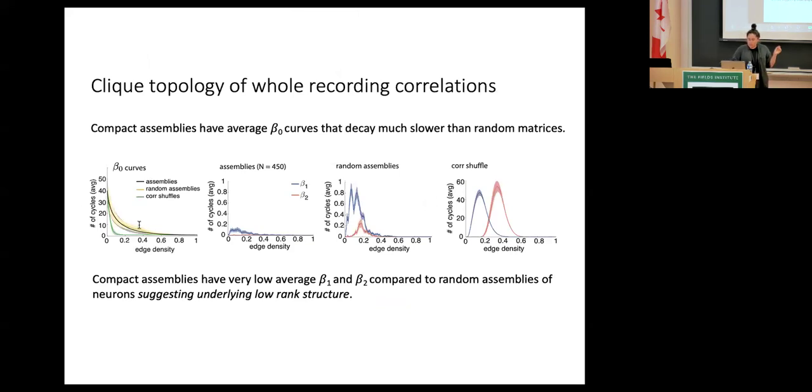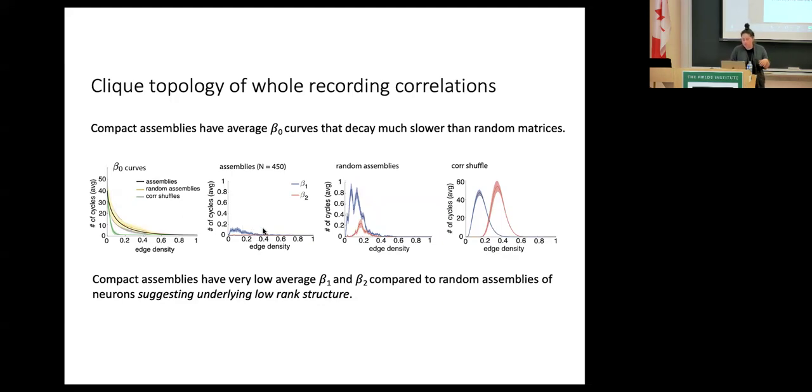Well, if we look at the Betti curves of our assemblies, which are shown in black here, and the random assemblies, which are shown in yellow, where we just took random neurons and looked at their time series, we see that their Betti 0 decays much more slowly than if we had shuffled the correlations, which effectively gives us the random IID structure. So this is telling us that possibly the assemblies have more subcluster structure than just a random matrix would.